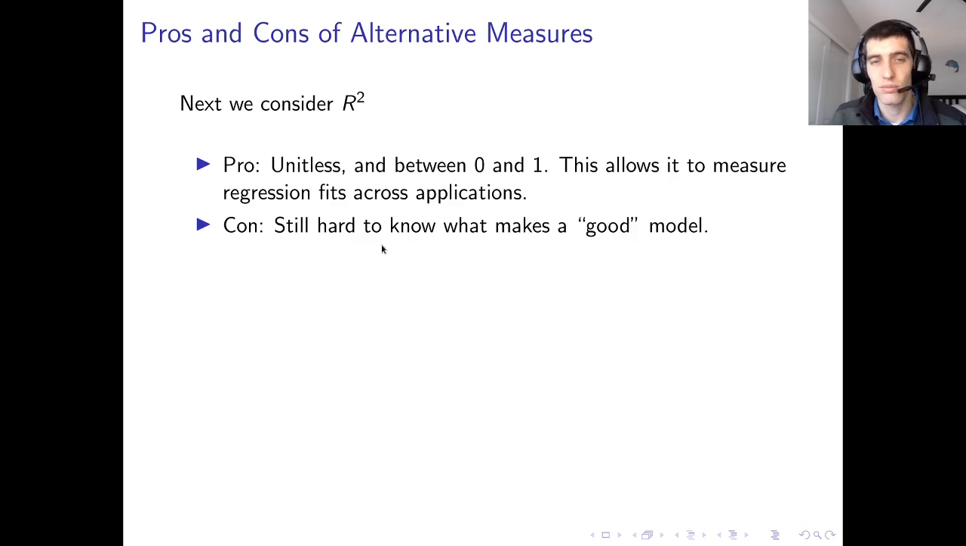Con is that it's still similar to RMSE. What's good? If you tell me an R squared of 0.5, am I happy with that? An R squared of 0.6, something I'm happy with? R squared of 0.25? The cutoffs are still arbitrary, similar to RMSE. What makes a good model is still very much an iterative process and trying many things to see what you can accomplish.